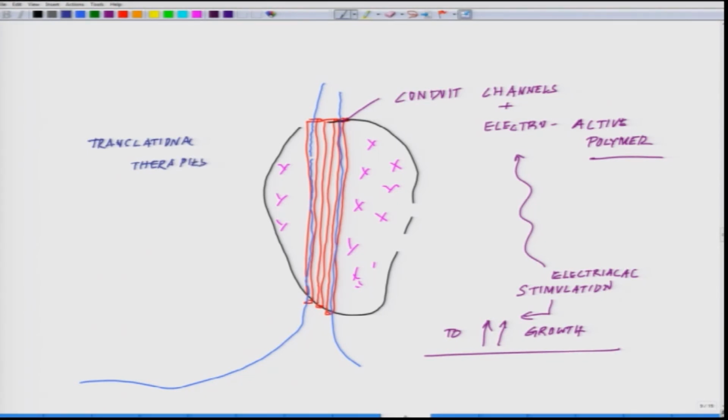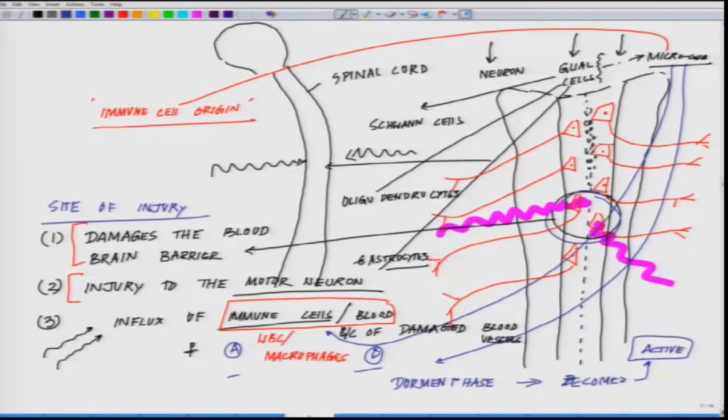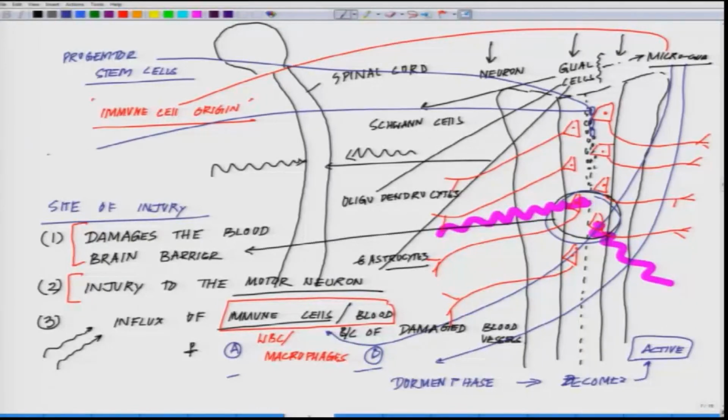There is another aspect which I haven't highlighted yet. There are attempts which are being made. If you remember, when I was drawing this, I told you that this location has a lot of progenitor or stem cells present. So there are people who are attempting, could we activate those neural stem cells to become motor neurons.